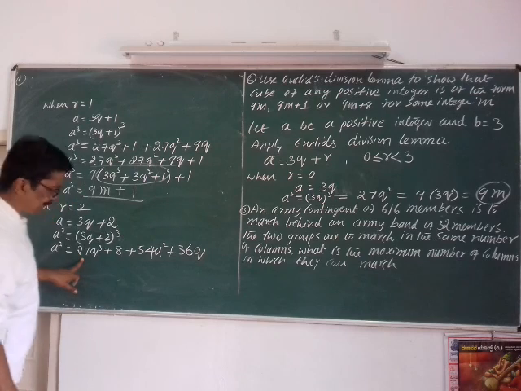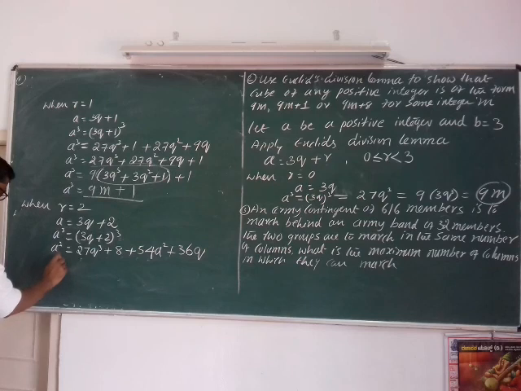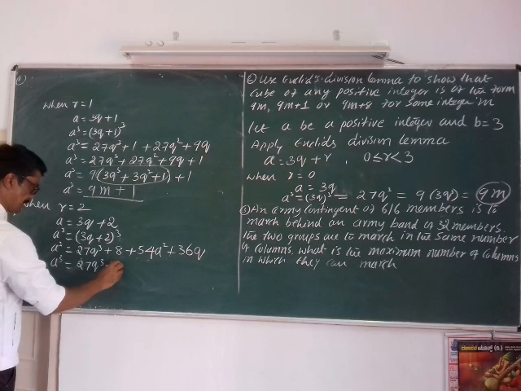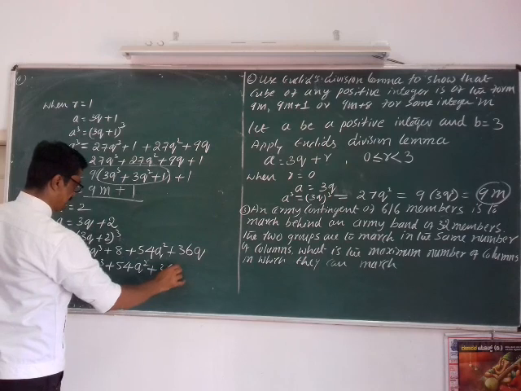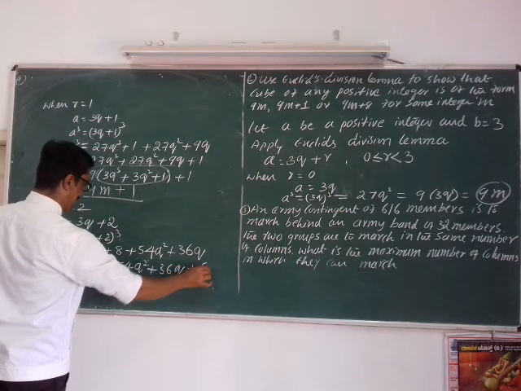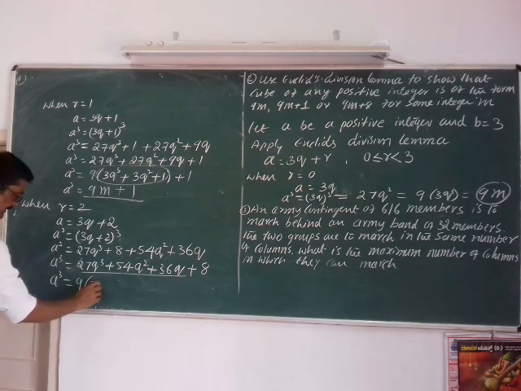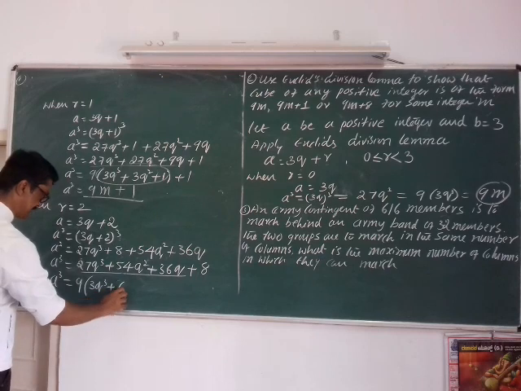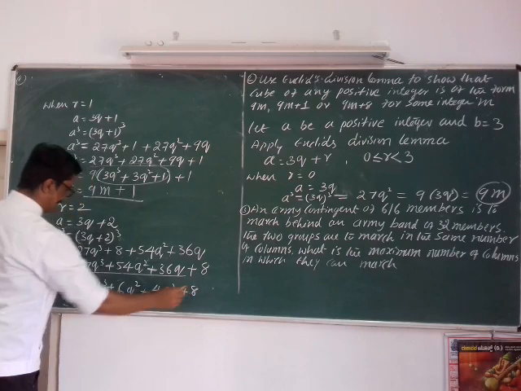So 27a cube plus 8 plus 54a square plus 36a. Let me write in order: 27a cube plus 54a square plus 36a plus 8. Now I can take 9 as common factor from these three terms. So a cube is equal to 9 into (3a cube plus 6a square plus 4a) plus 8.